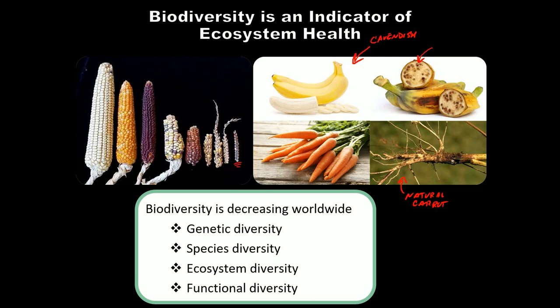Now, why is having high genetic diversity going to make an ecosystem more resilient or more healthy? I'm going to use the banana as an example here. We did not always eat the Cavendish banana. There used to be another banana called the Gros Michel. If you've ever eaten banana-flavored candy, then you may notice that it doesn't actually taste anything like bananas. That's because it tastes more like the Gros Michel than it does the Cavendish.